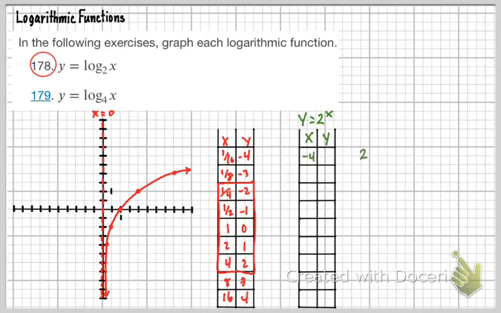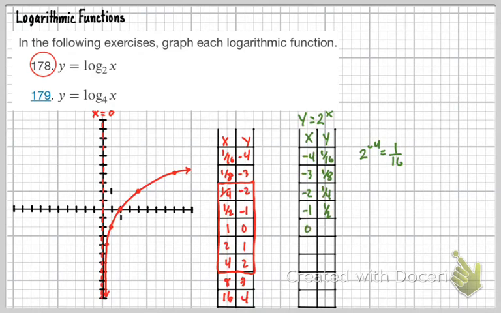So when I have 2 to the -4, that's going to be 1/16. Hopefully you're okay with that. If not, work it out. And then I'm going to do -3. So then -3 is going to be 1/8. And then -2 is going to be 1/4. Because remember, it flips to the bottom and makes the exponent positive. So hopefully that's okay. -1, it's going to be 1/2.